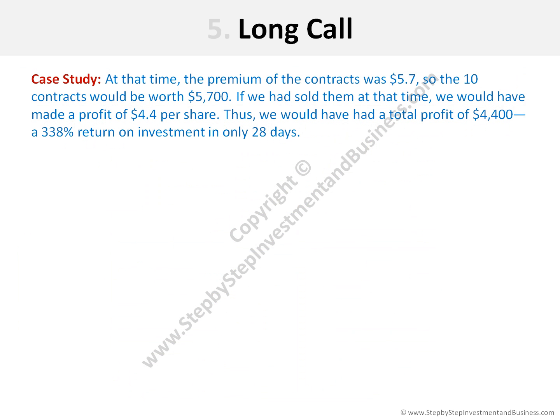At that time, the premium of the contracts was $5.7, so the 10 contracts would be worth $5,700. If we had sold them at that time, we would have made a profit of $4.4 per share, because we had bought at 1.3. Thus, we would have had a total profit of $4,400, making a 338% return on investment in only 28 days.